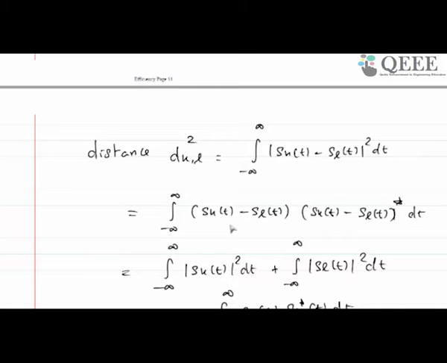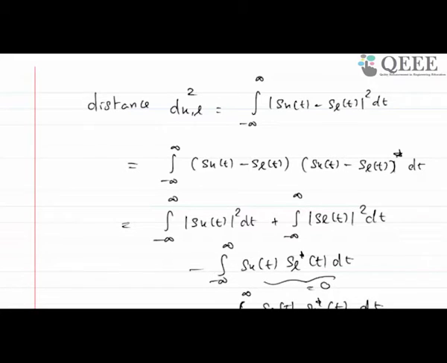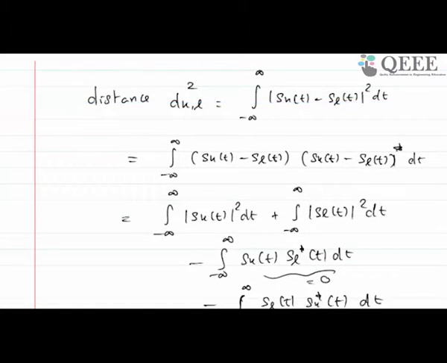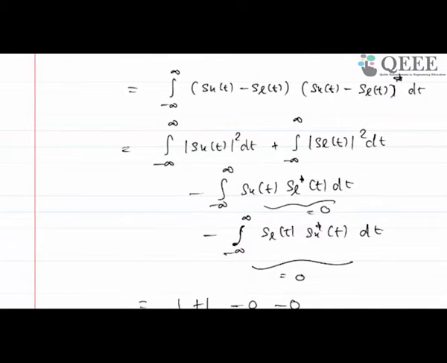So this is Sk minus Sl times Sk minus Sl conjugate. So there will be 4 terms: Sk square, Sl square, and then there will be cross terms Sk times Sl and Sl times Sk. But those cross terms are 0 because we have the frequencies chosen so that they are orthogonal. Because of the orthogonality, the integral of the cross terms Sk and Sl is 0.